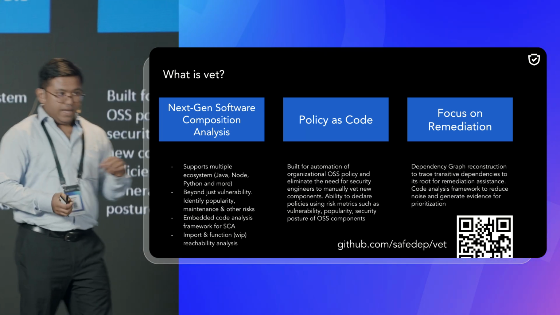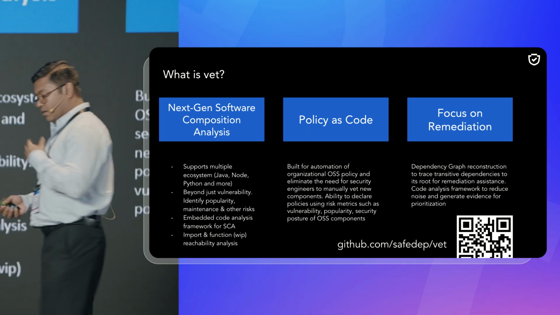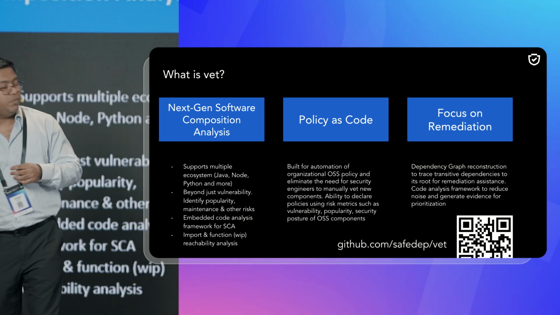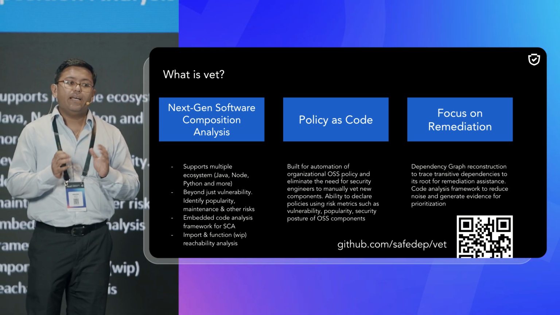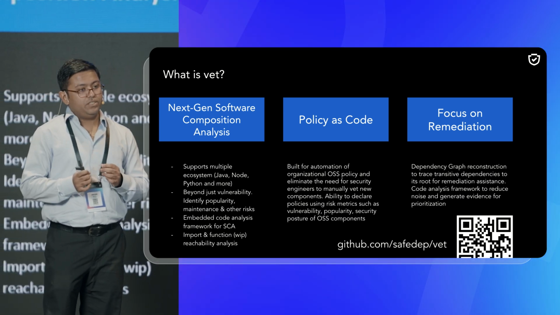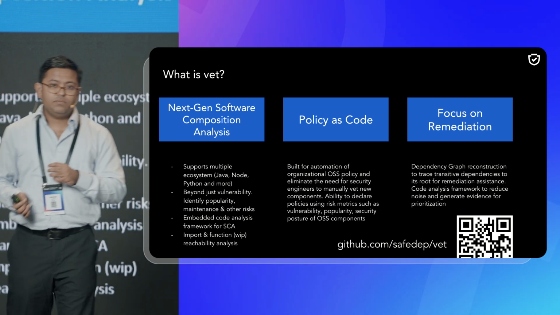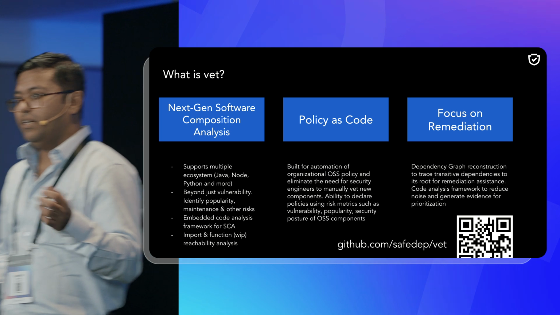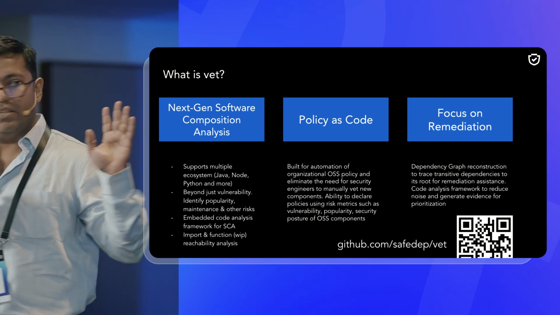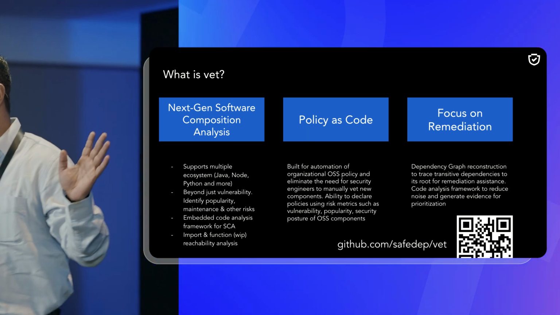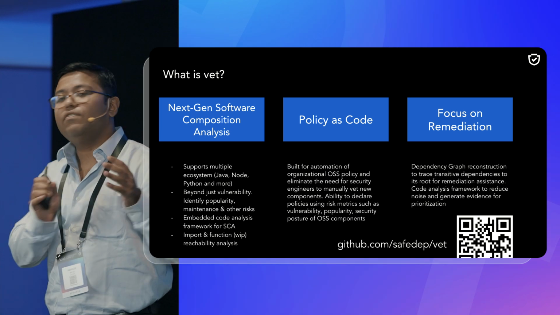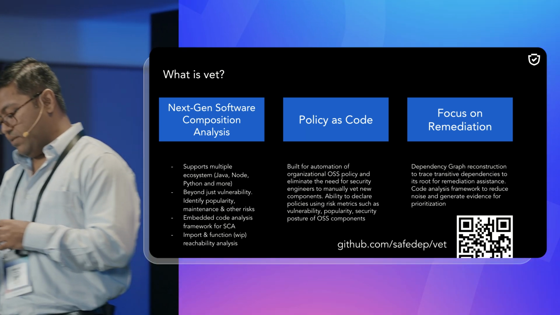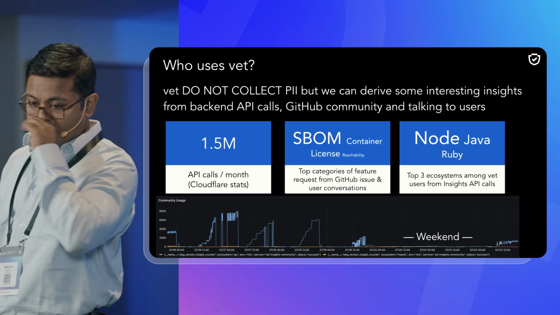Over time, as I kept on building VET, looking at feature requests as well as talking to people, the focus of VET has also shifted towards remediation. Because a lot of people have asked me that it finds all these risky libraries. Now what? So not that VET solves it, or VET is not a remediation tool, but as developers, we have some focus on the remediation side as well.